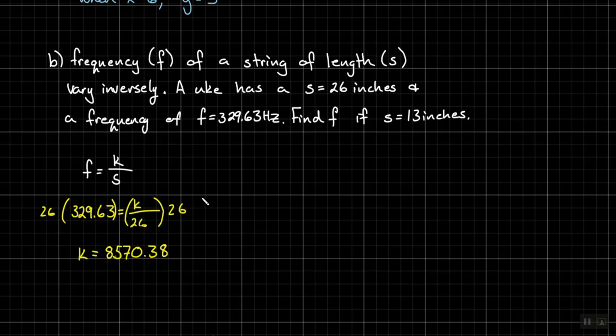Now, we're almost done. We now know that we have a value of K that fits right in here. If I want to find the frequency F of any string now, of any length, we're just going to use this lovely number, 8570.38, and we're going to divide it by whatever S is. When we divide this by the string length 13, since it's half the length, what do we get for the frequency?